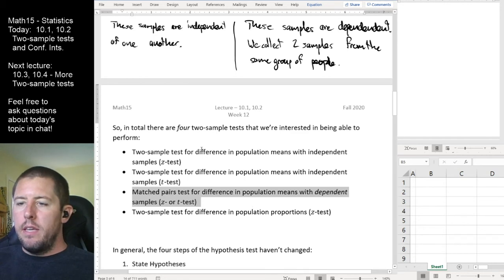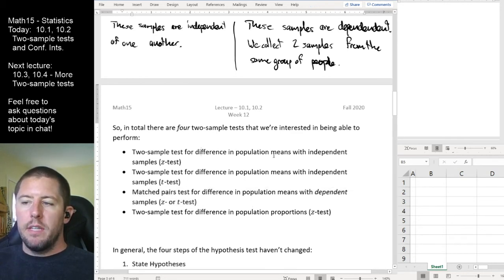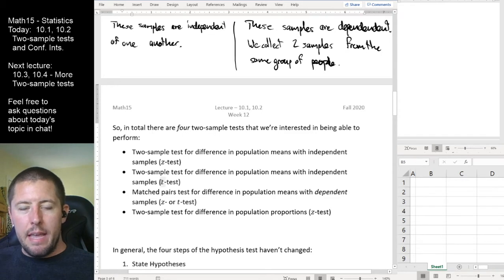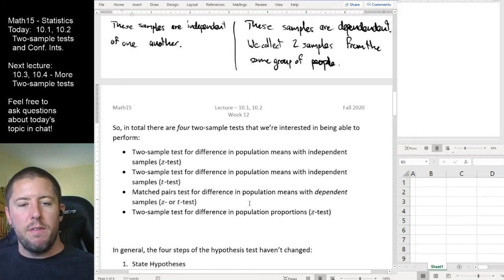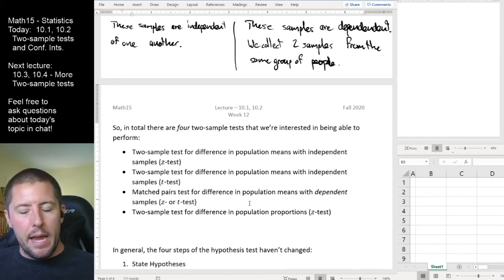So again, we see the same scenarios here. A 2-sample test for a difference in population means, if the standard deviation is known, is a z-test. A 2-sample test for difference in population means where the standard deviation is not known, and we have to use the sample standard deviation, is a t-test. We have our matched pairs test for the difference in population means with dependent samples. That's where there's a dependency from one sample to the other. In that case, we'll do our matched pairs test. We'll talk about that next video.